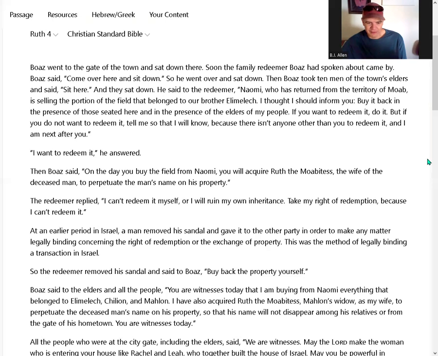At an earlier period in Israel, a man removed his sandal and gave it to the other party in order to make any matter legally binding concerning the right of redemption or the exchange of property. This was a method of legally binding a transaction in Israel. So the Redeemer removed his sandal and said to Boaz, "Buy back the property yourself."